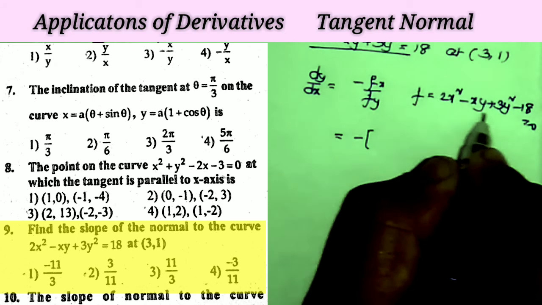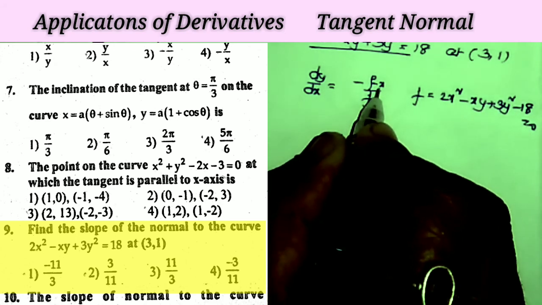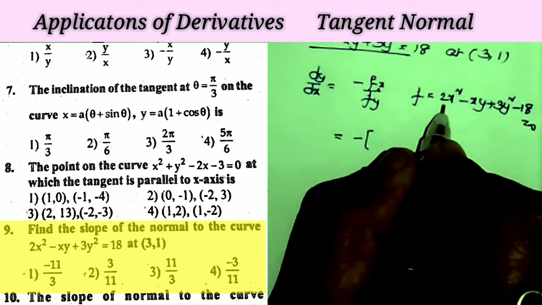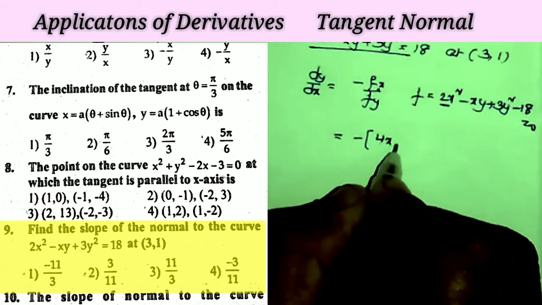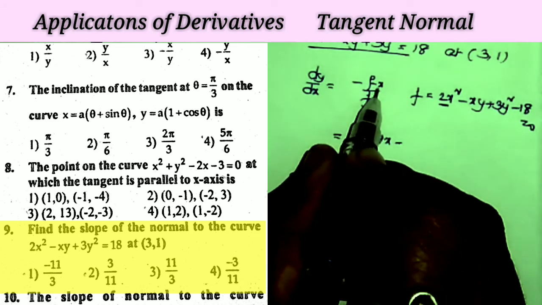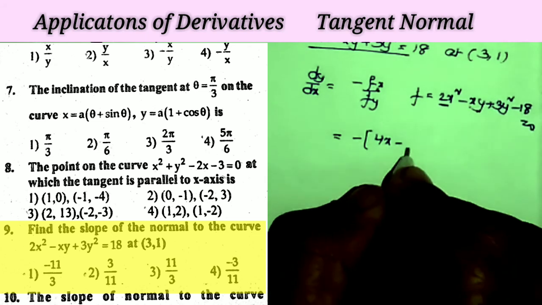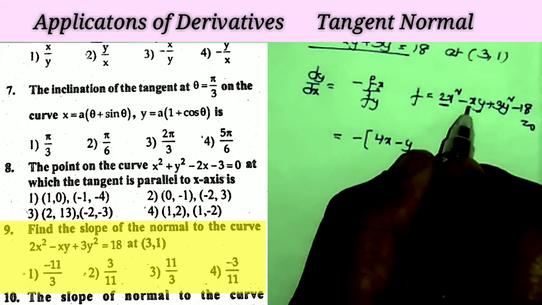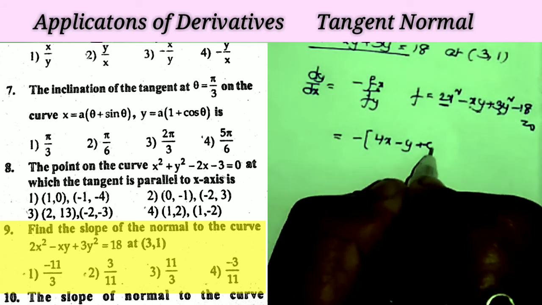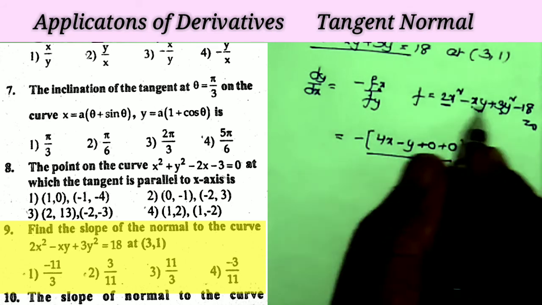Fx means just doing the derivative of this equation with respect to x. When we take the derivative with respect to x, then we consider y as the constant. Okay, just listen. 2x square derivative 4x minus xy derivative. Here I am taking the derivative with respect to x, that is we are treating y as the constant, means this is the number, x derivative 1, that is minus y. 3y square complete constant, derivative 0, 18 derivative 0.